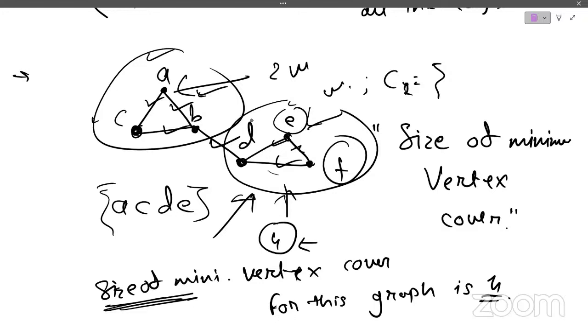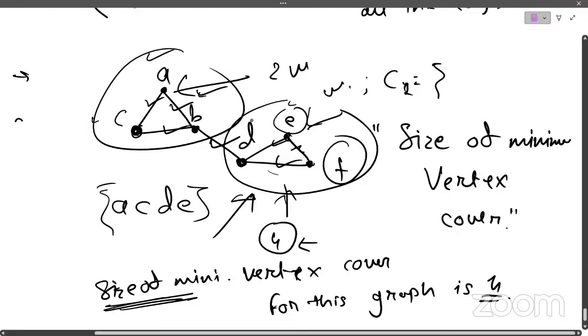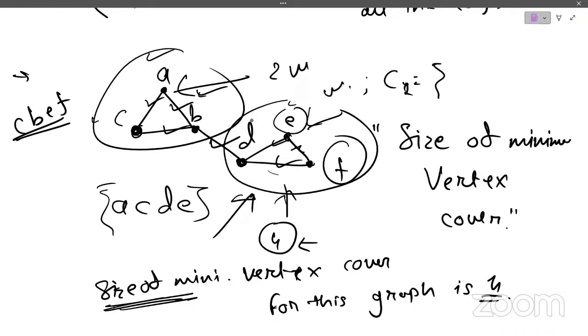Ma'am, it could be A, B, D, and E also, right? Yeah, it could be anything. You can choose whatever you want to choose. You don't have to select A. Just take C, B, E, F. This is also a minimum vertex cover. But the main thing is that this also has 4 elements, right? So size is important here, the size of a minimum vertex cover. That's why we are precisely emphasizing size. I'll come to matching.